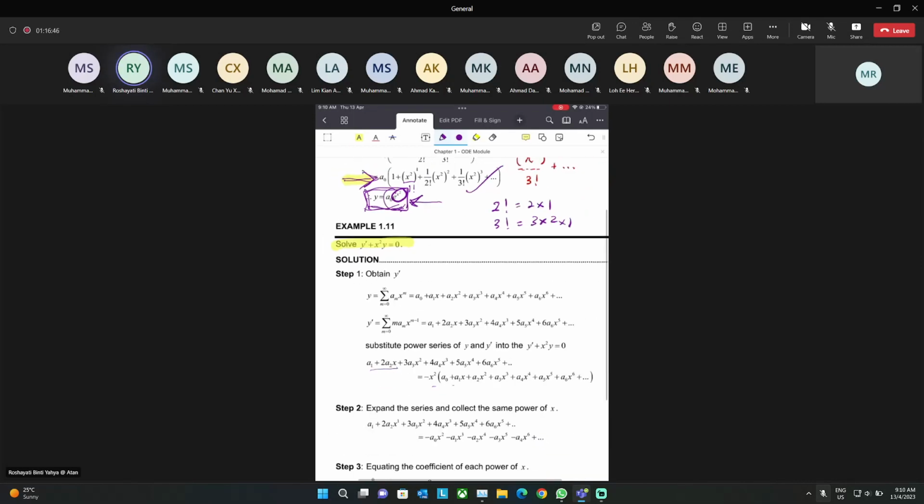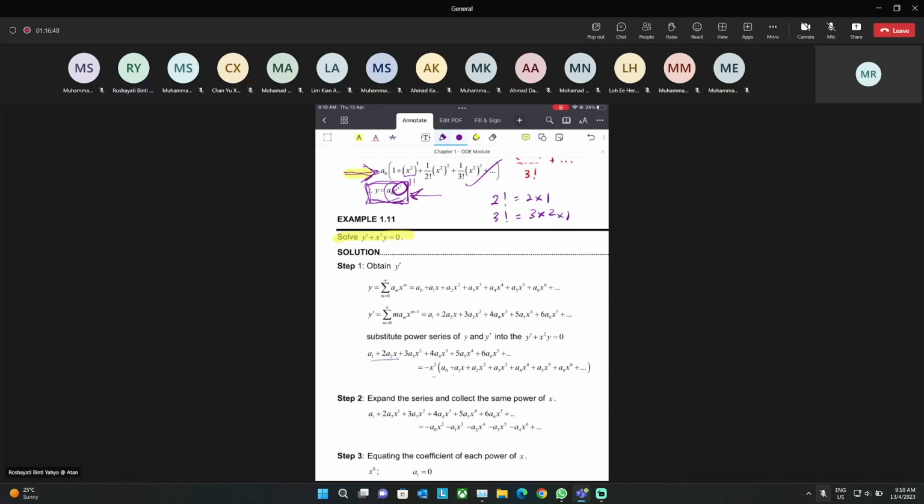Okay, let's go for the solution. First, obtain y prime. For y and y prime, this part is the general form mostly, the answer for y prime is the same like this, and then after that you substitute.